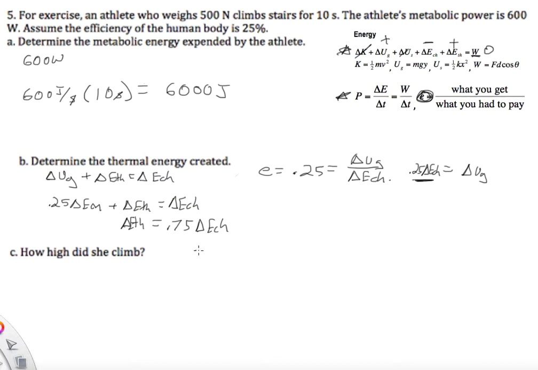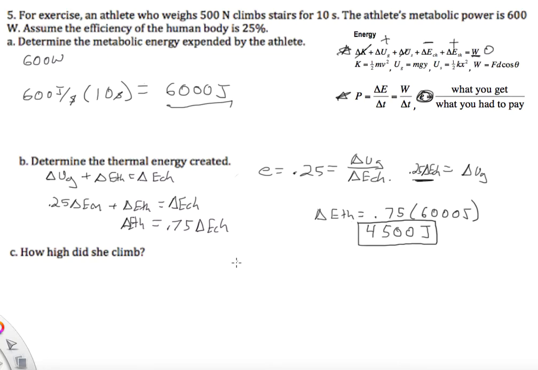Alright, so the change in chemical energy is going to be her metabolic energy. So we can just plug in that for delta ECH. And I think we're going to get 4,500 joules for the amount of thermal energy created.